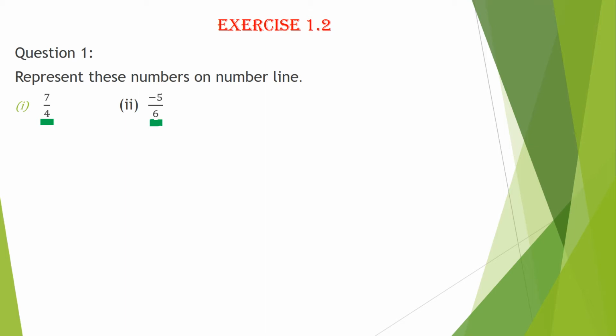Suppose this is the line and we have taken this 0 and this is the number 1. In between any two numbers, whatever numbers you are making, you have to draw lines equal to the denominator minus one. So 4 is the denominator, minus 1 is 3. So in between 0 and 1 you have to put 3 lines, but that should be at equal distance.